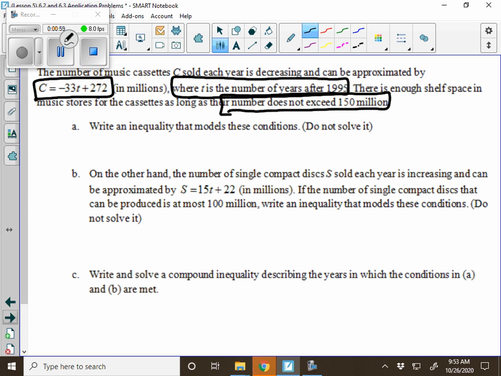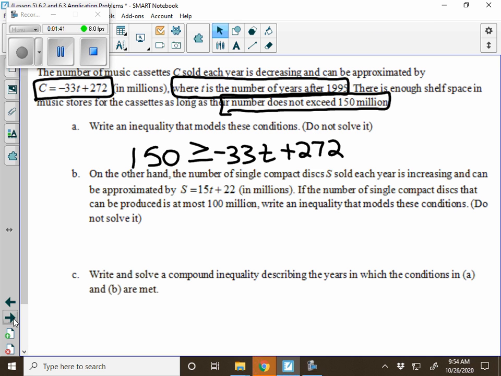When we talk about inequalities in the real world, we're talking about phrases such as at most, at least, cannot exceed, maximum, minimum. Those kinds of word problems. So write an inequality that models this condition. Well, we are comparing to 150 million, the total number of cassettes that we have, but this total cannot exceed 150 million. So it's got to be that, where 150 is our biggest number.